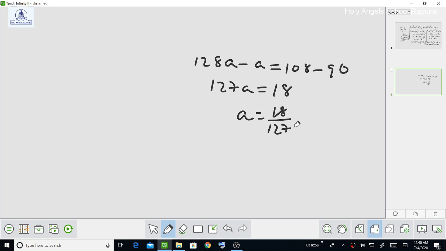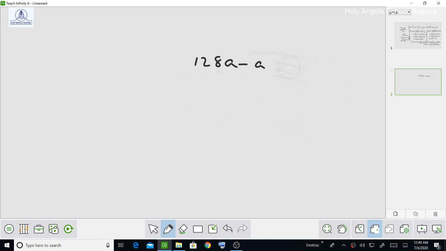Use remainder theorem. Factorize the given polynomial completely. The polynomial is 2x cube plus x square minus 13x plus 6.